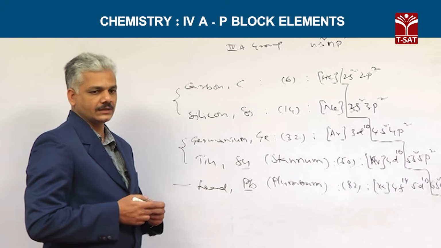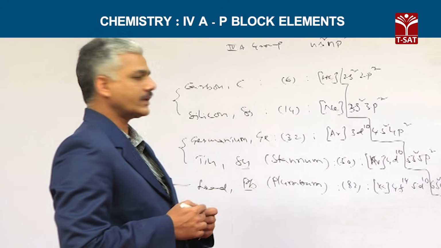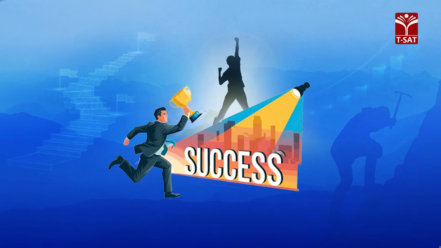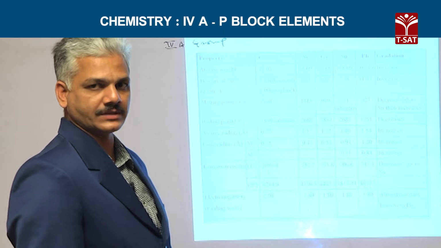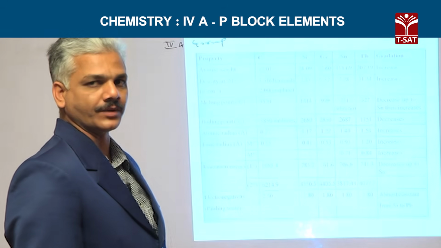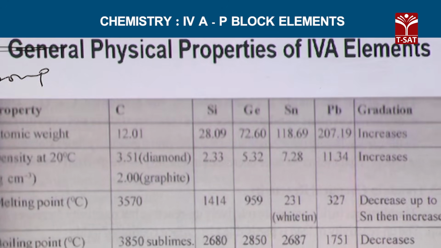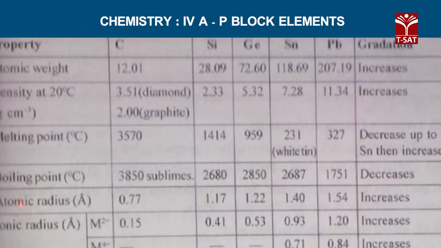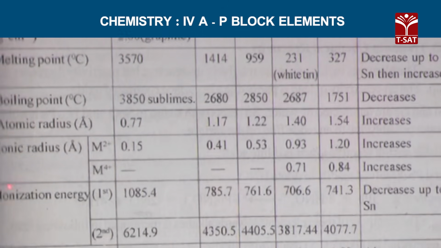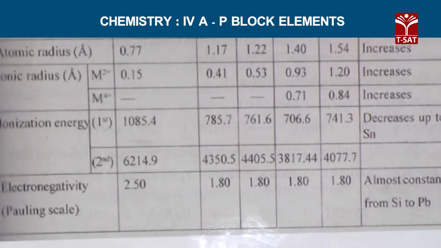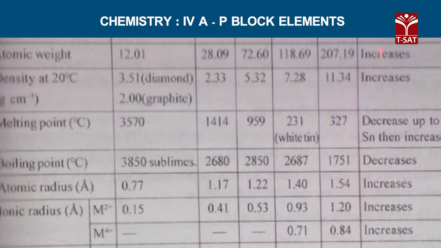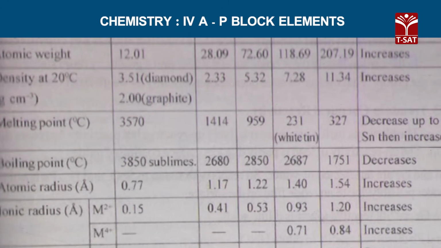Now, let us see the general analysis of variation of physical properties among fourth A group elements. The physical properties taken for the comparison purpose are atomic weight, density, melting point, boiling point, atomic radius, ionic radius, ionization energy and electronegativity values. Atomic weights, as far as concerned, are continuously increasing from carbon to lead. So, the gradation is a continuous increase in the value.